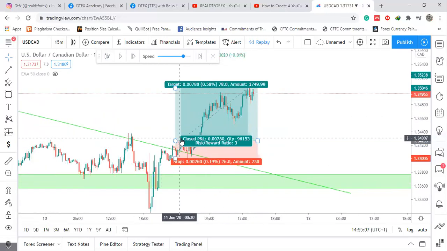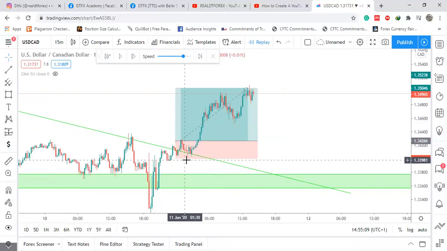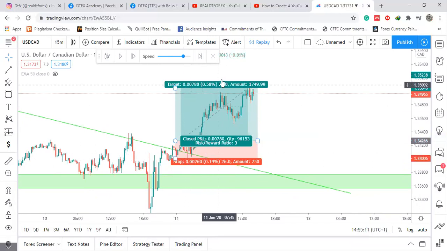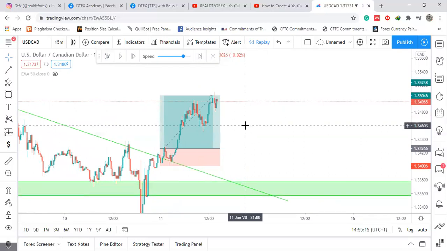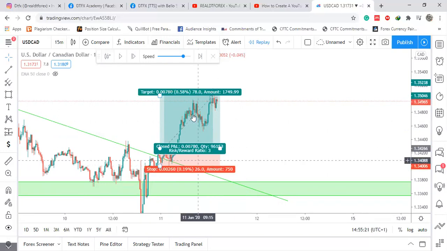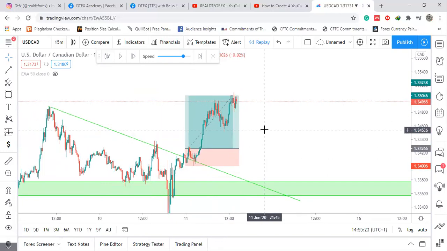You put your buy stop or your sell stop, put your stop loss below the formation that it is coming from, and you target your 1 to 3. So it's as simple as this. You can see how I took the trade as early as possible. If you are risking 5% of your account, you just make 15% of the same account.